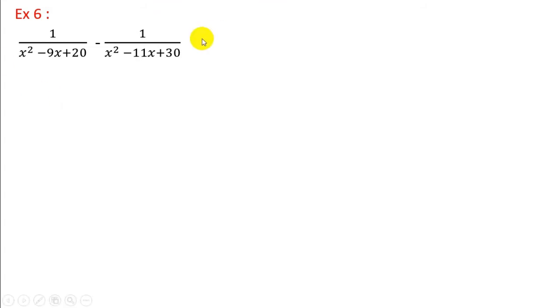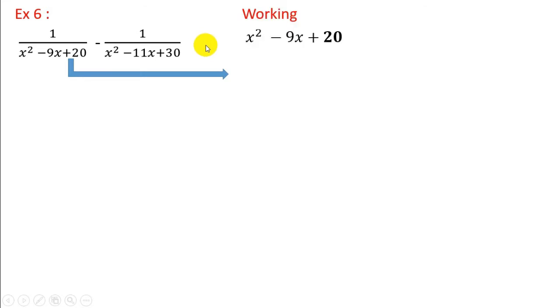So I have included the working for these binomial expressions. Let's take the terms separately. x squared minus 9x plus 20. The last term is 20 and the coefficient of x is minus 9. The way I must factorize is I need to get the product of 20 in a way that the two numbers should match the coefficient of x as well.